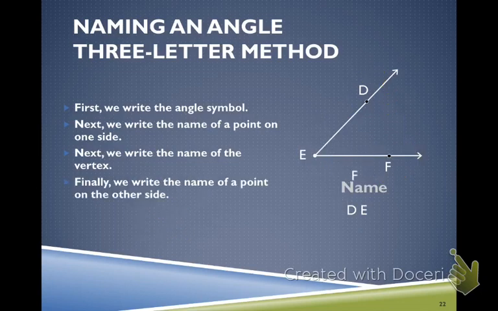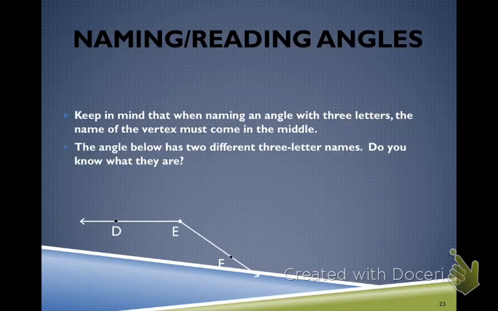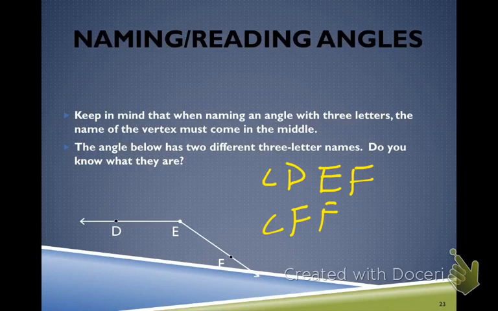Now, keep in mind that when naming an angle with 3 letters, the name of the vertex must come in the middle, like we just said. The angle below has 2 different 3-letter names. Do you know what they are? Go ahead and try it. But the funny thing is, they're exactly the same as the last one. Angle D, E, and F, and angle F, E, and D. Those are the 2. Let's move on.